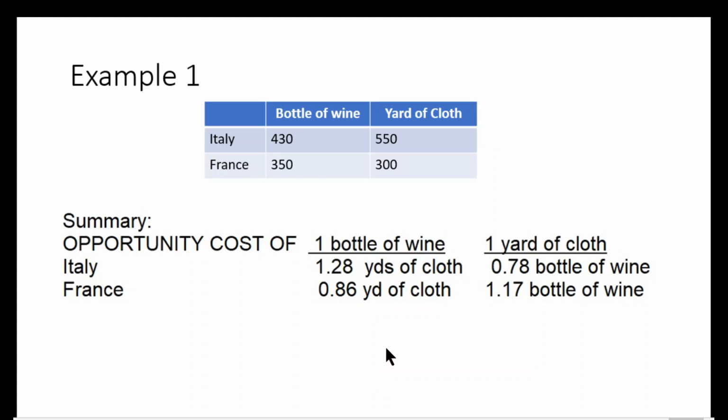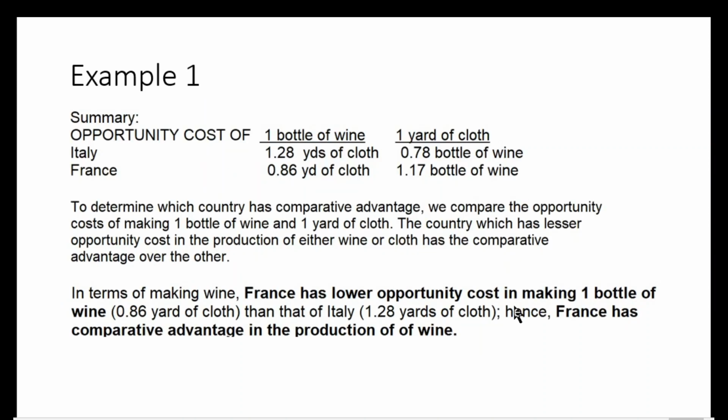Let us determine now who has forgone a benefit at a lesser rate or cost compared to the other. To determine the comparative advantage, we will be looking at which country or entity has a lower opportunity cost compared to the other. For making one bottle of wine, France has a lower opportunity cost, that is 0.86 yard of cloth. In making 1 yard of cloth, Italy has a lower opportunity cost of 0.78 bottle of wine. So in terms of making wine, France has a lower opportunity cost. Therefore, France has a comparative advantage in the production of wine.